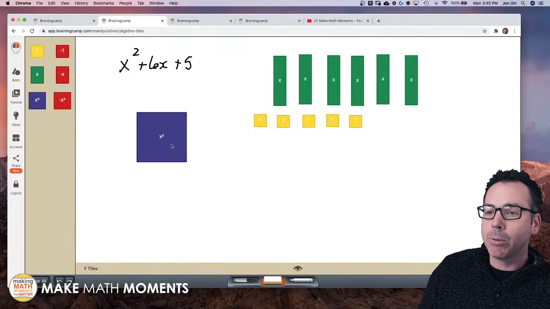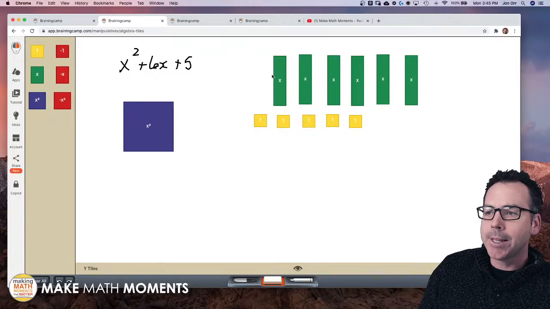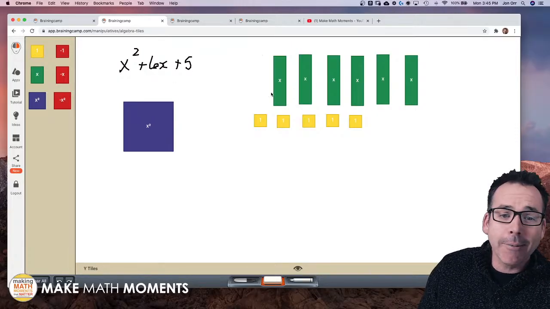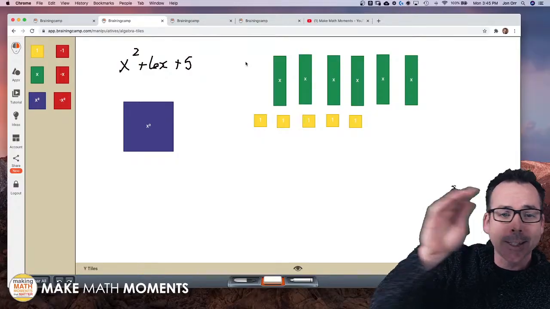That's it. Just build the square. So here, I got x squared. I have these 6 x's. I know I have to have a perfect square, which means it's symmetric on both sides.